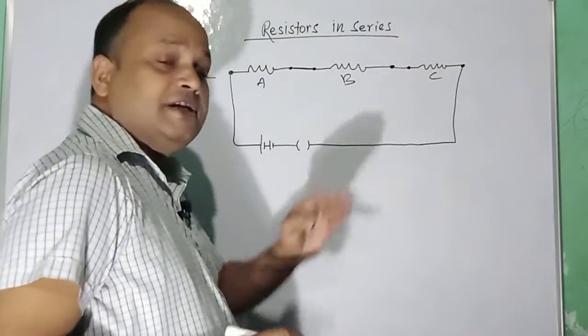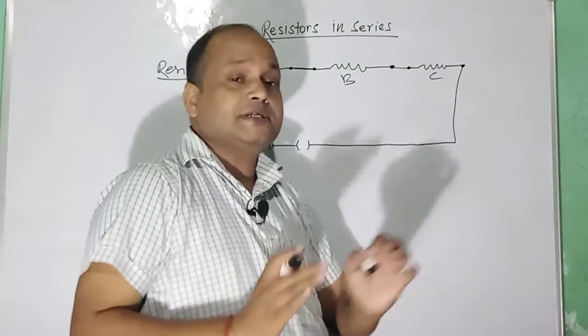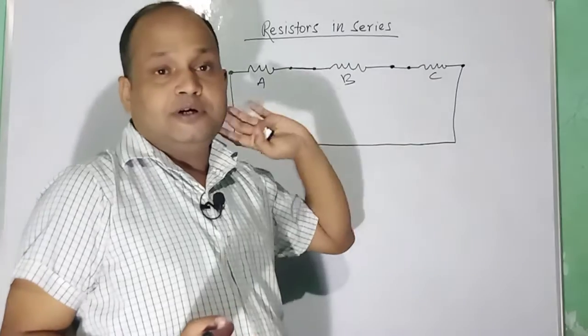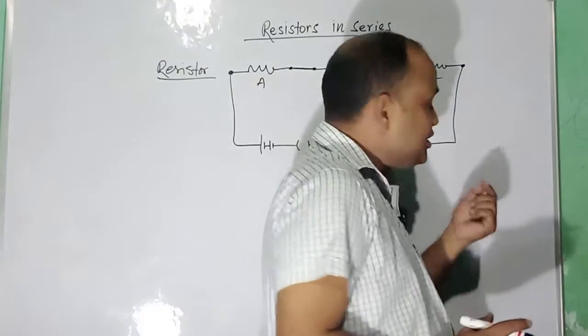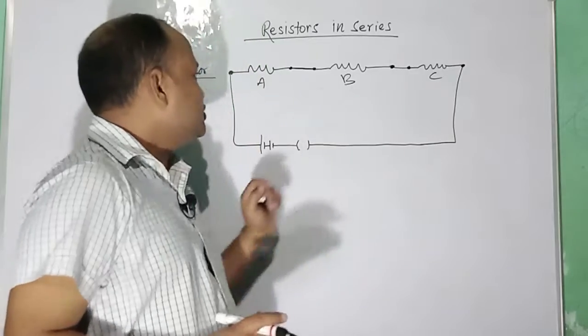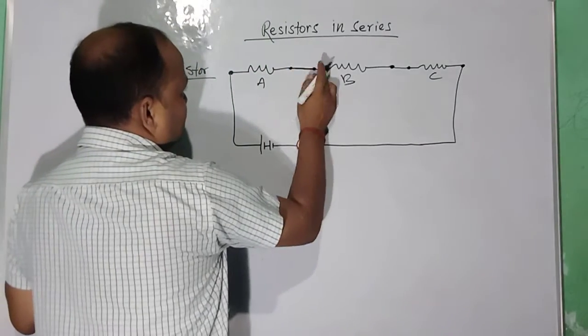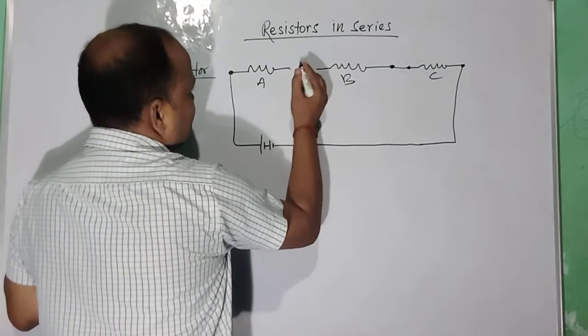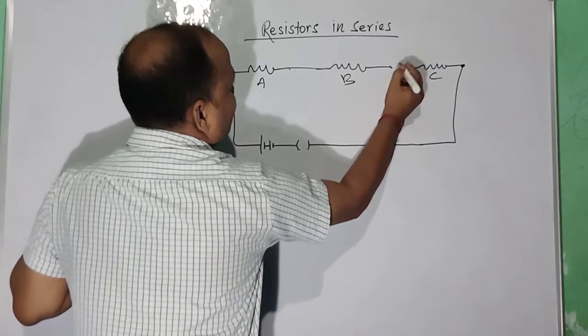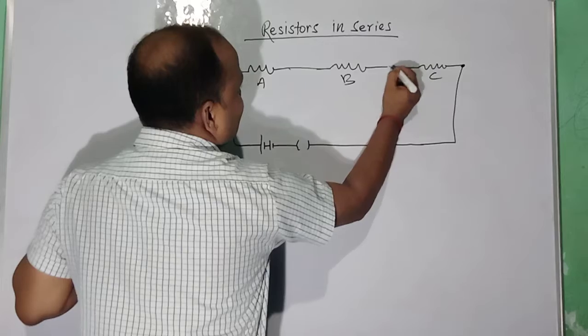So what you have seen, in a series combination, resistors are connected from end to end. When resistors are connected end to end, the combination is said to be a series combination of resistors. Now to make it easy, simply show it like this.